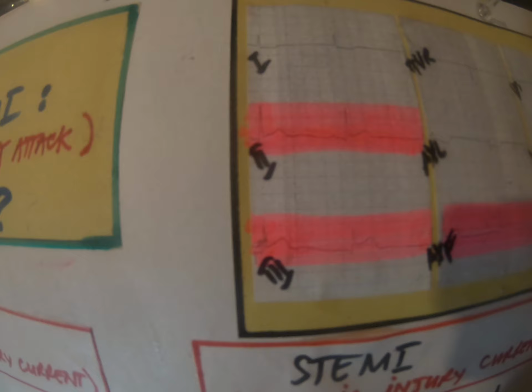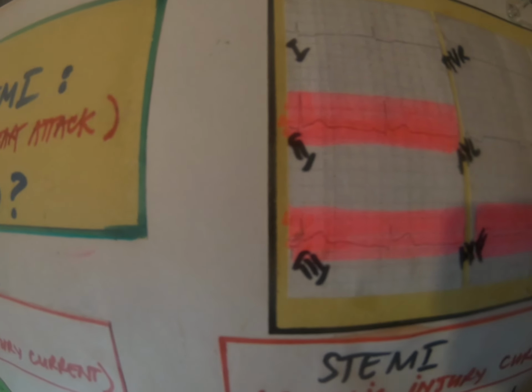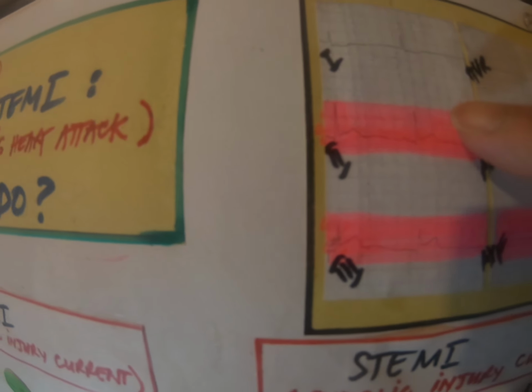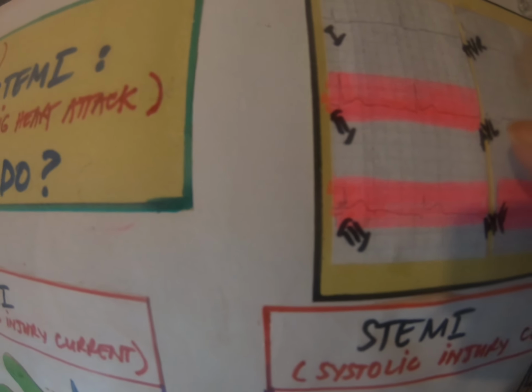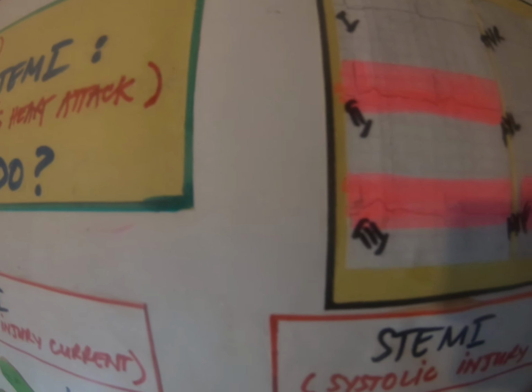And on my right side, we have here a STEMI, ST elevation MI. And you notice an ST elevation in my example in here. This is a 12-lead ECG with inferior STEMI, ST elevation in lead 2, lead 3, and aVF. But this is a subtle or mild type of STEMI.